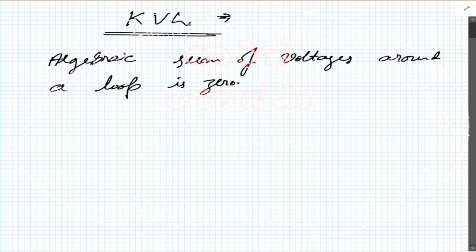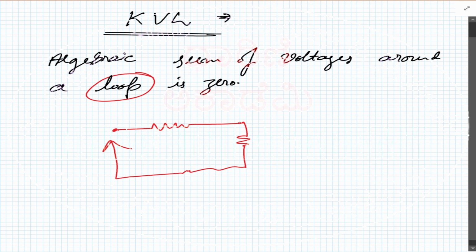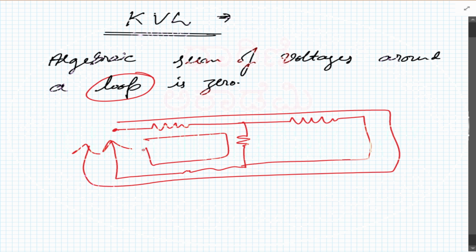In order to apply this to any given circuit, we need to understand a few things. One, I need to know how to calculate voltage across different components, and when you add the components, it should become a loop. A loop is defined as: you start from a point in a circuit, move through different components, and come back to the same point. This is also a loop, and this is also a loop.